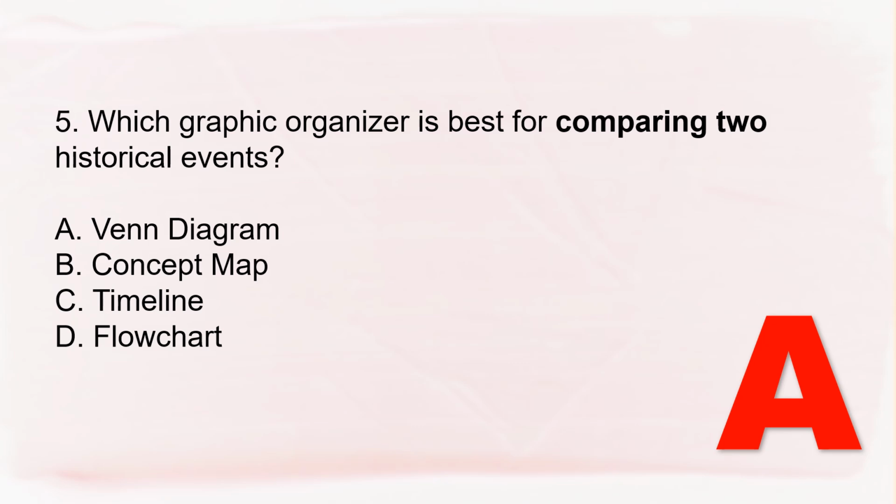The correct answer is letter A. Venn diagram visually represents similarities and differences between two events, making it ideal for comparison. Letter A is the best answer.